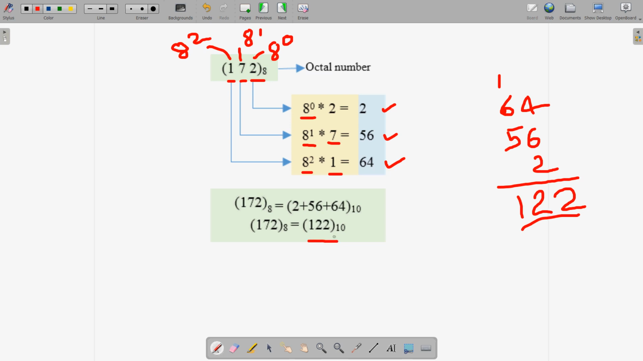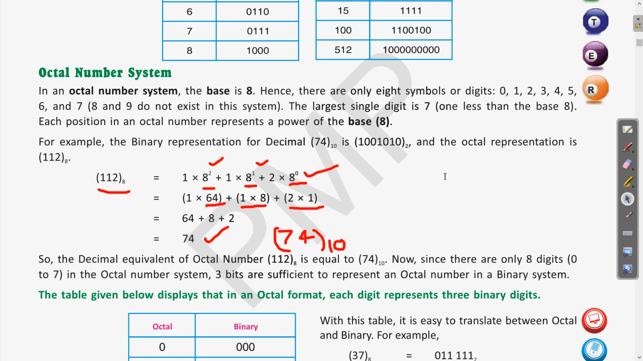Now for 122, we can see that outside the bracket we have written 10, because this is the decimal equivalent. Clear? So this way we have converted this octal into decimal as well. The same example is given here as well. Okay, so let us erase and move to the next.